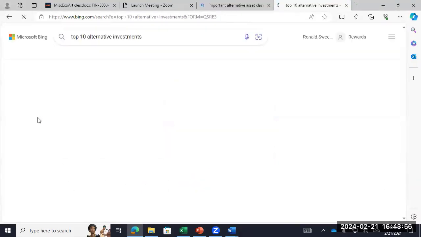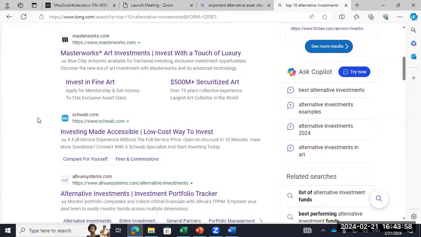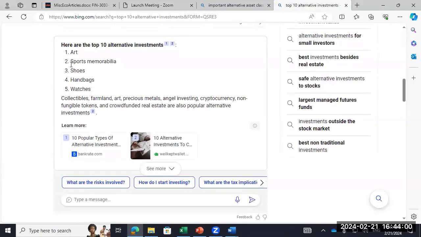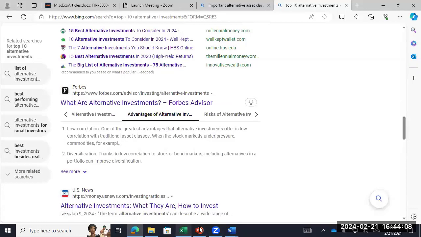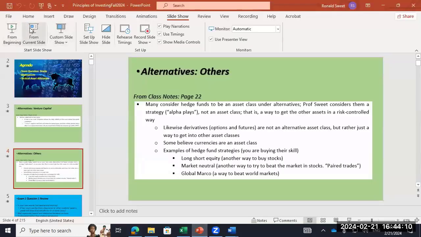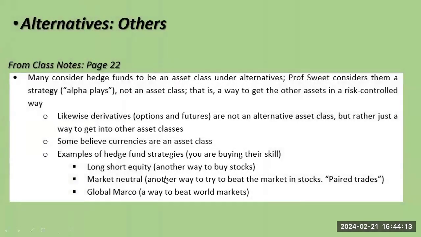Top 10 alternative investments, if I can actually find that, but nothing's coming up. Art, sports memorabilia, those are the special classes we're talking about. Shoes too, those are all the same category. Anything else you can think of, but I think we've covered the major ones.